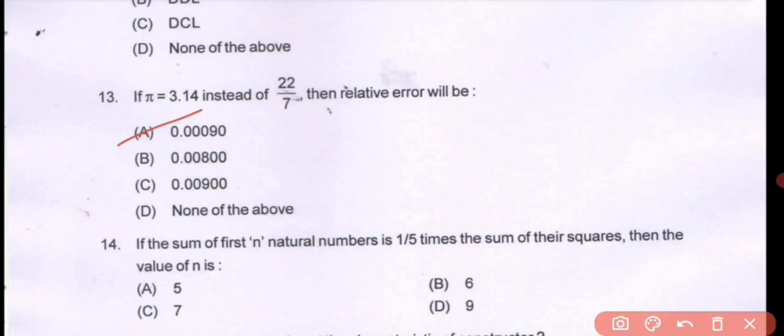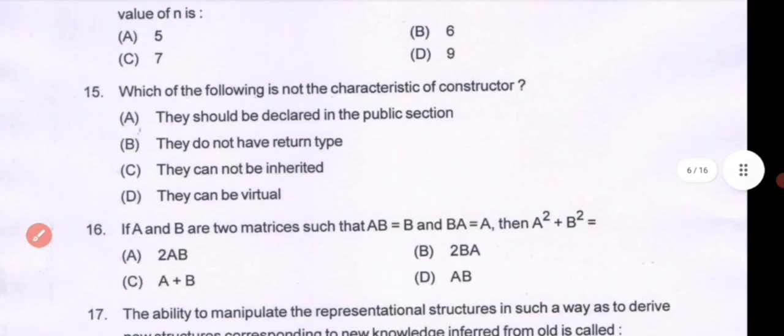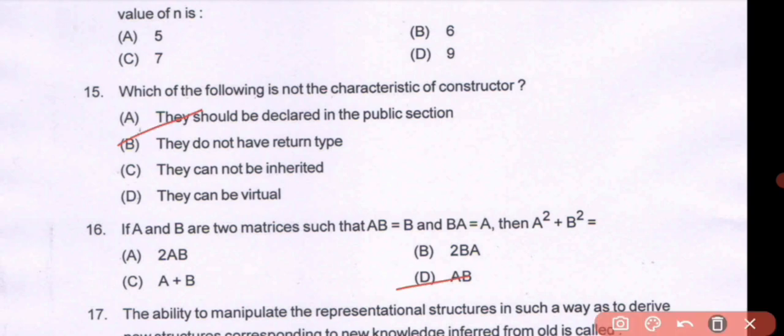If the sum of the first n natural numbers is 1/5 times the sum of their squares, then the value of n is. The correct answer is option B, 6. Which of the following is not a characteristic of a constructor? The correct answer is option C, they cannot be inherited.